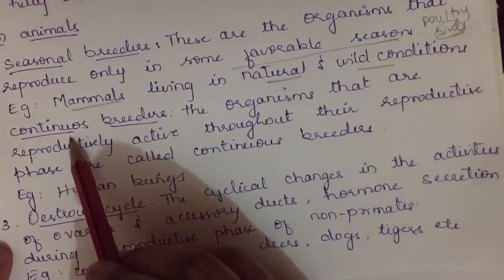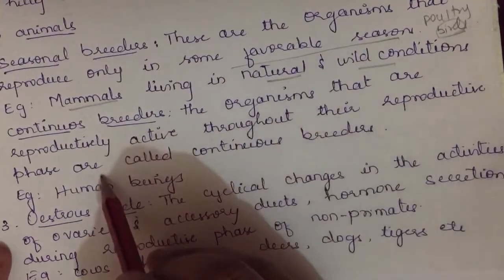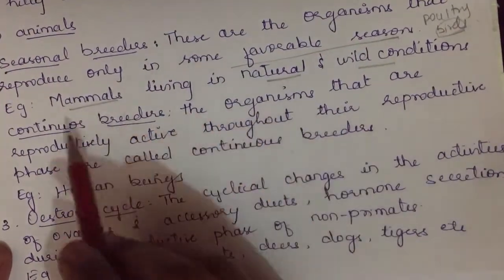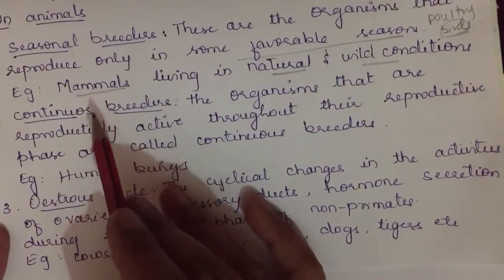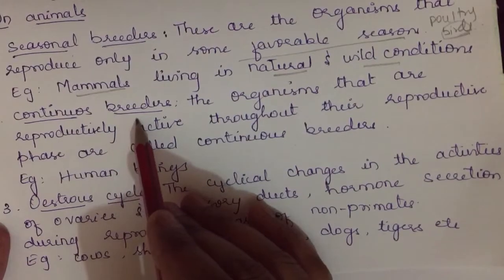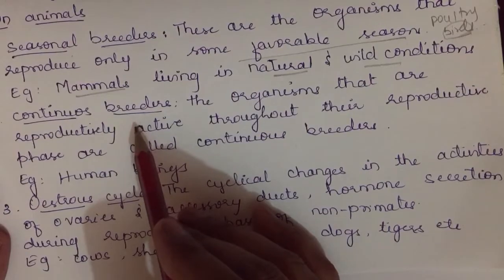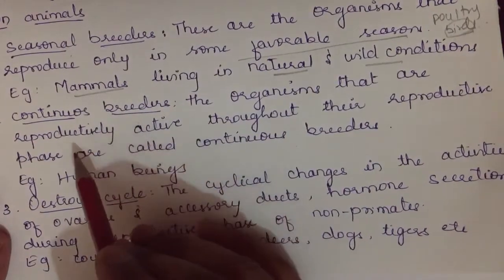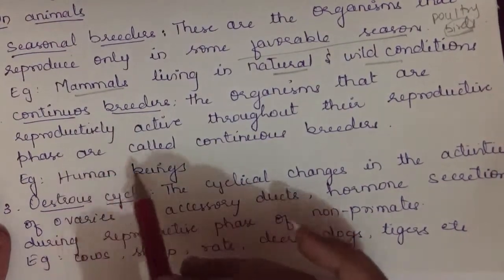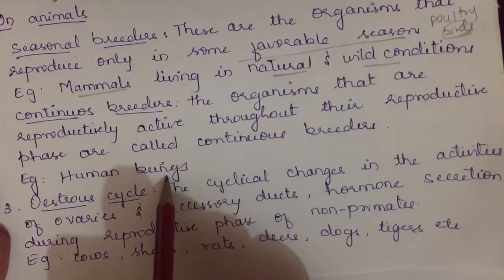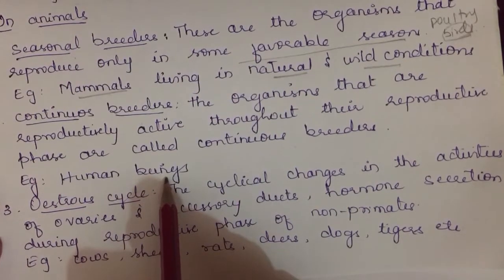Continuous breeders: the organisms that are reproductively active throughout their reproductive phase are called continuous breeders. The name itself shows. Seasonal means only in a particular season they are able to reproduce. Continuous breeders are those which are able to reproduce throughout their reproductive phase, when they are reproductively active. Throughout their life, when they have the reproductive phase, they are able to reproduce. Example, human beings. As you know, human beings do not have a specific season of reproduction. Not only this, many other animals also are there.